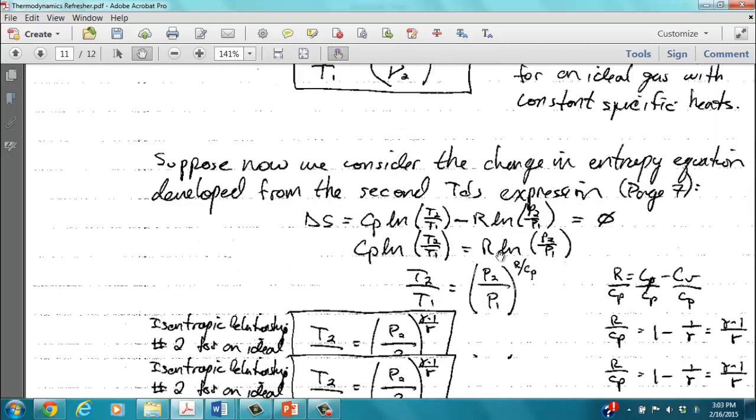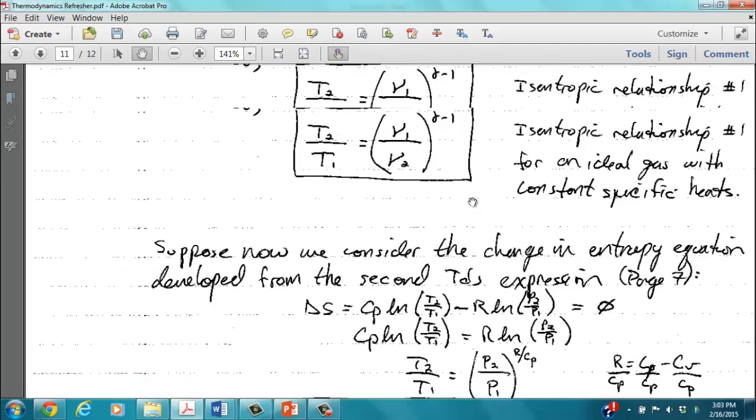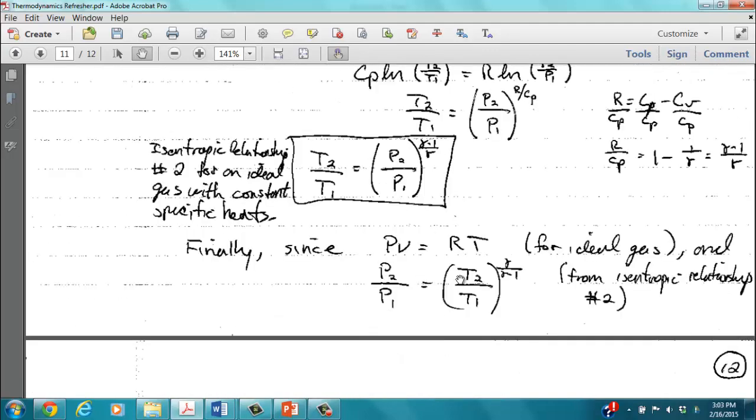If we start with the second TdS equation, we can basically come up with isentropic relationship number 2, which is the relationship of the ratio of the temperatures between the two states to the pressures between the two states. The difference, though, is you'll notice that the exponent is gamma minus 1 divided by gamma, not just gamma minus 1, okay? And so whenever you have the temperature and pressure ratios, it's gamma minus 1 over gamma, okay? And again, this equation is appropriate for ideal gases undergoing an isentropic process assuming constant specific heats, okay?